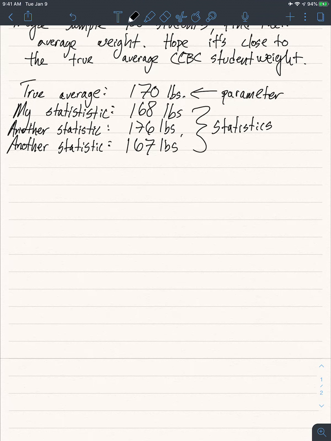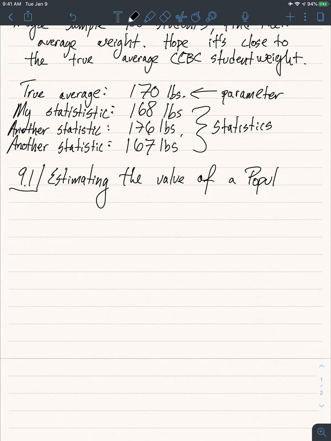And the first section we do is going to be 9.1, which is estimating the value of a population proportion. And I'm just going to draw your mind back to, I believe it was the last class we had, when we did proportions.